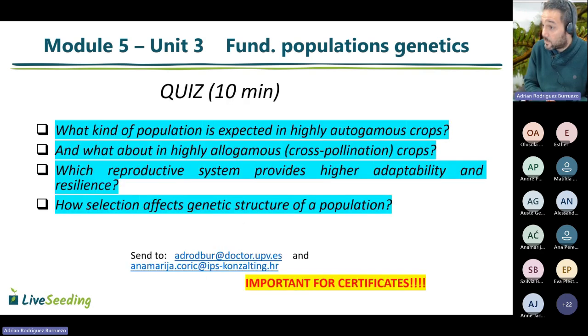So to finish, the quiz for you: I will give you 10 minutes to finish. They are very easy questions. What kind of population is expected in highly autogamous crops? What about the same question in highly cross-pollinated crops? Which reproductive system provides higher adaptability and resilience to natural selection or to nature? And how does selection affect the genetic structure of a population? There are 4 very simple questions.